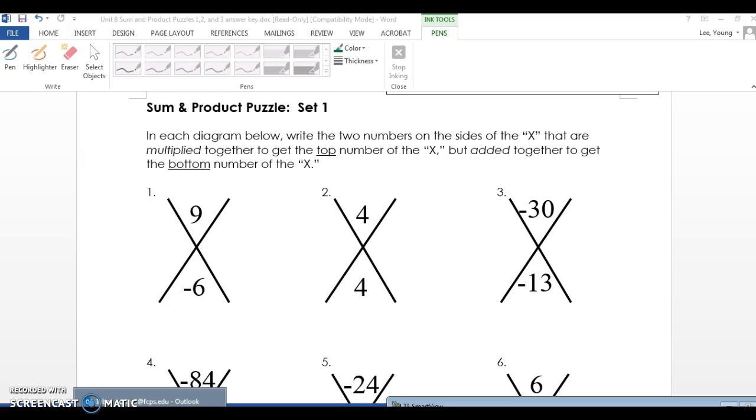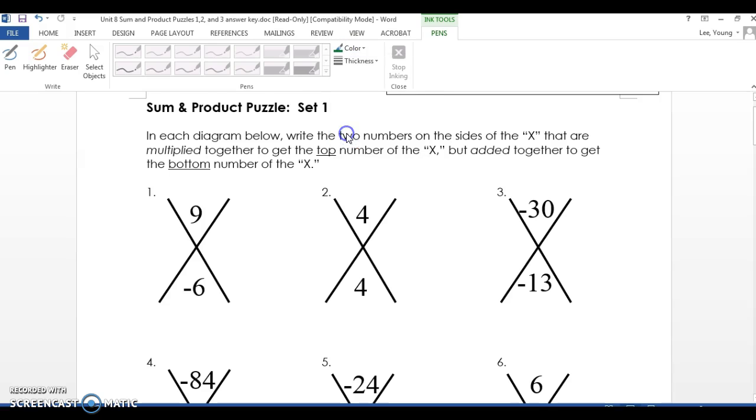If you read the directions in the diagram below, write the two numbers on the side of the X that are multiplied together to get the top number, but added together to get the bottom number of the X. What does that mean? Take a look at the first one. 9 is on the top, -6 is on the bottom. We are trying to find two numbers that multiply to get 9 and add up to get -6.